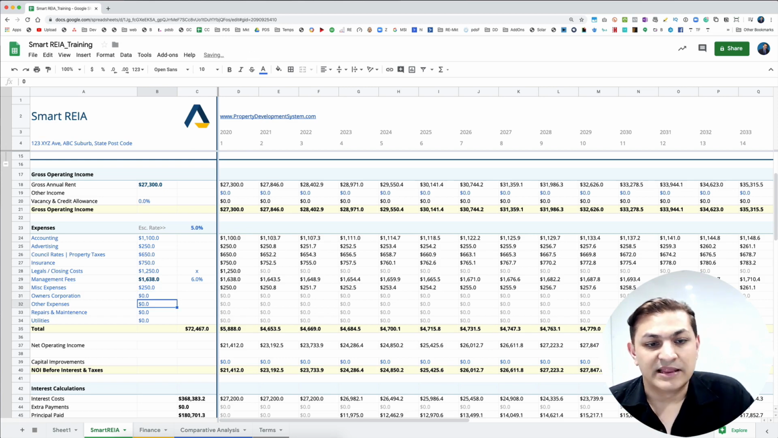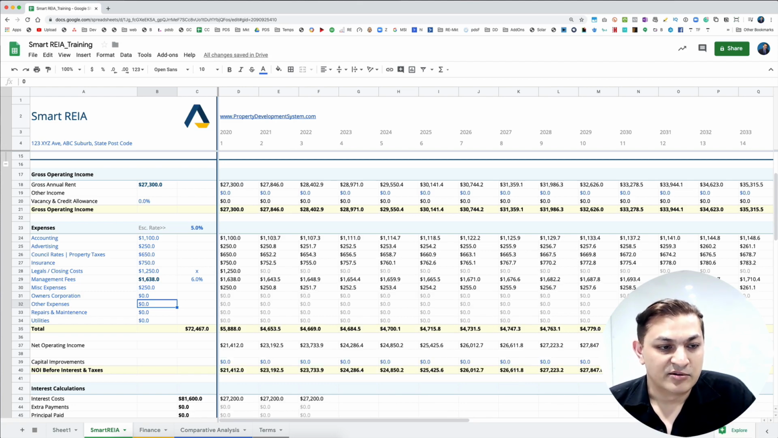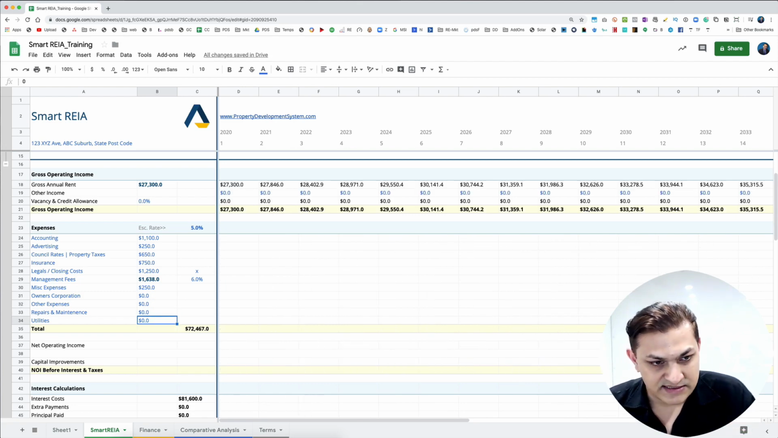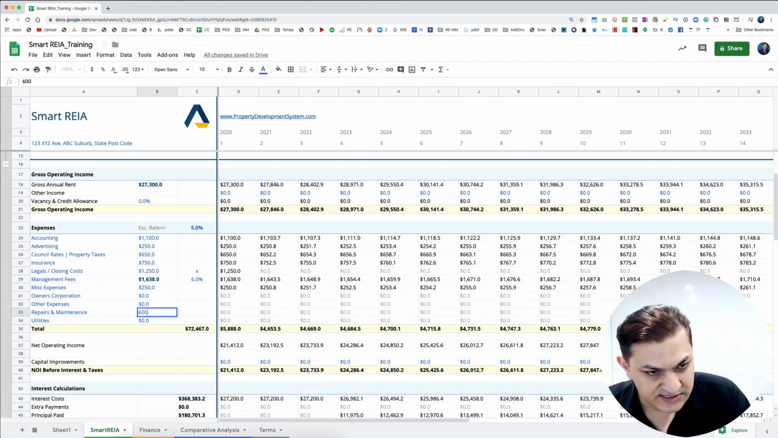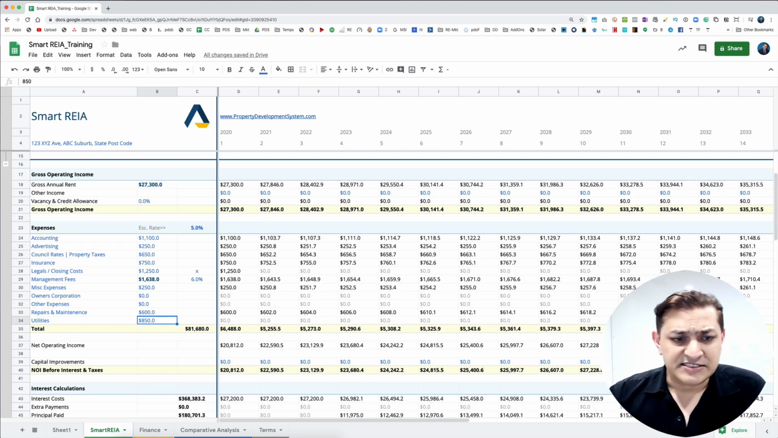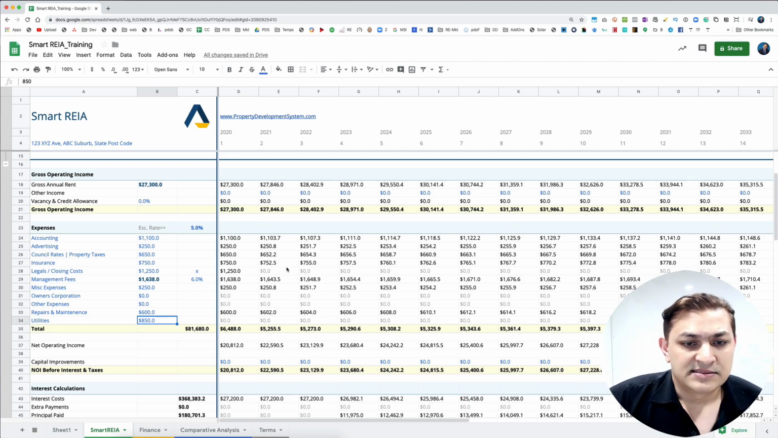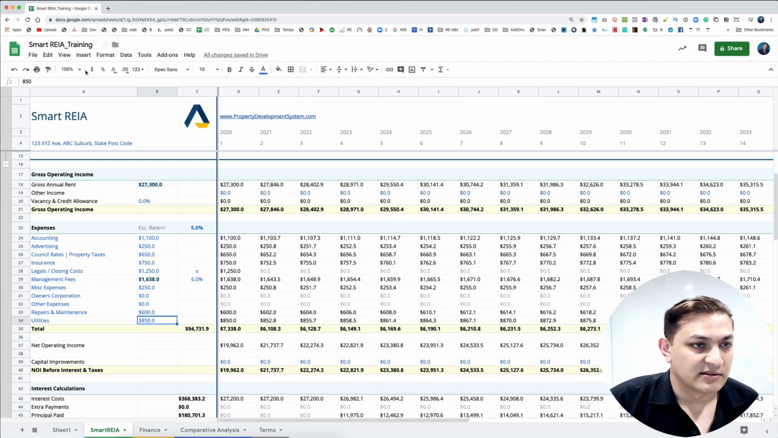If they don't, you don't really have to put anything in there. If there's nothing, you put nothing. You can put other expenses, and you do some repair and maintenance every year. I don't know, maybe an allowance of $600, and you have to pay your utilities every year, $850. As you put in all these details, this model starts doing its own calculations.